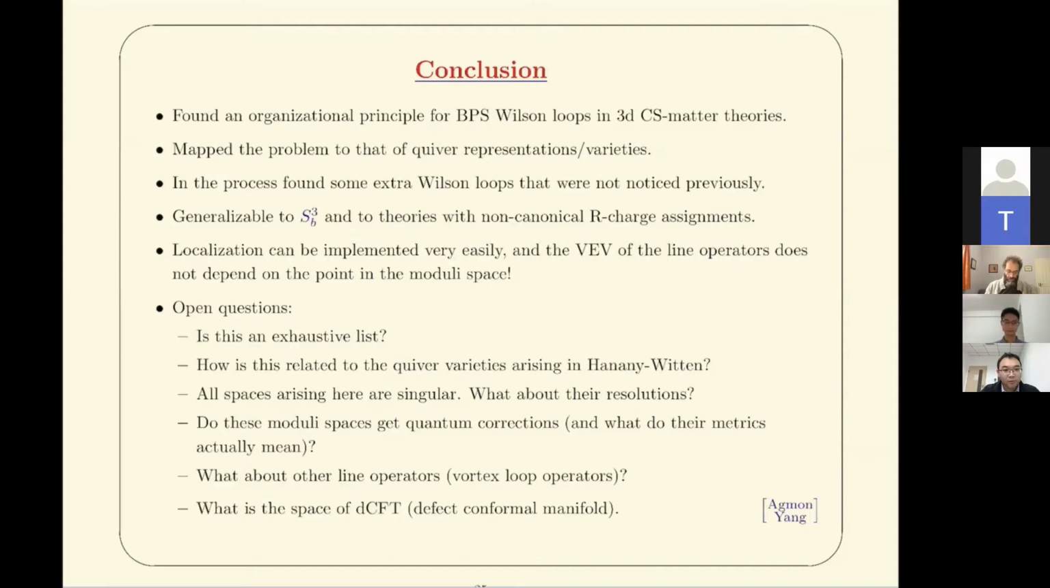How is this related to the fact that quiver varieties also appeared in Hanany-Witten in the construction of the moduli space of vacua of N=3 theories? That I have no idea.